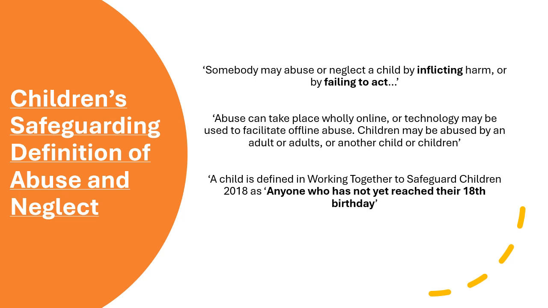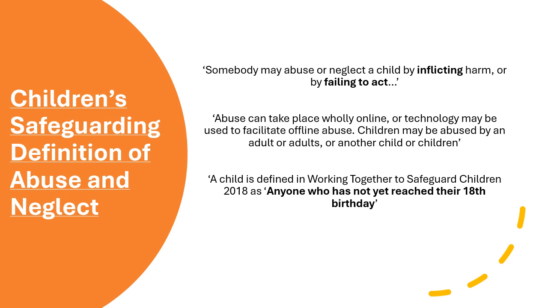So if we look at the definition of abuse and neglect, somebody may abuse or neglect a child by inflicting harm or failing to act. It could be negligence. Abuse can take place wholly online, or technology may be used to facilitate offline abuse. Children may be abused by an adult or adults, or another child or children. So it doesn't only need to be an adult to a child, it can also be a child to child to count as abuse or neglect.